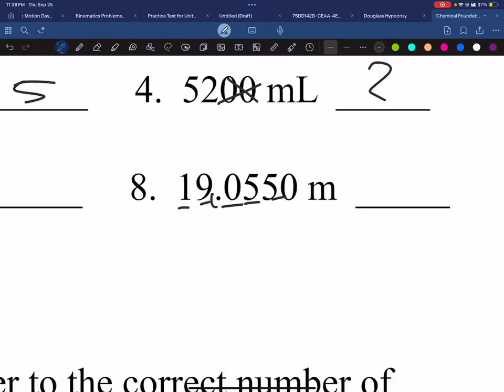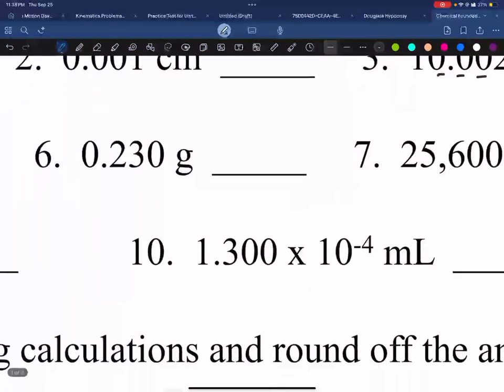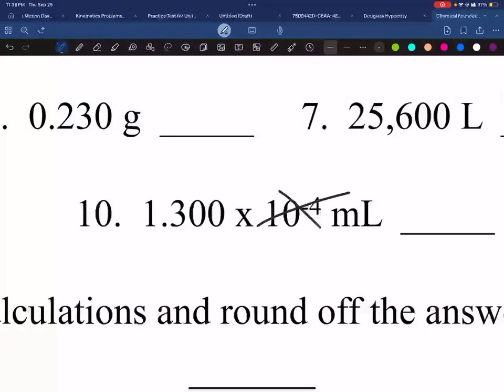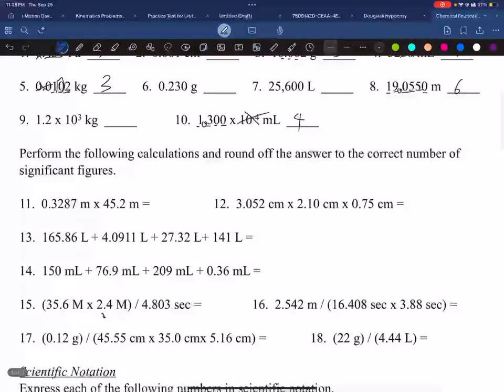Number 8 can be confusing. However, the numbers count, the zero in between counts, the integers count, and if there's a decimal, the leading zero counts, so that's 6 significant figures. For 10 scientific notation, you can just ignore. 1 significant, 2 significant figures, there's a decimal, so these count, it just becomes 4 significant figures. Let's look at the calculations.